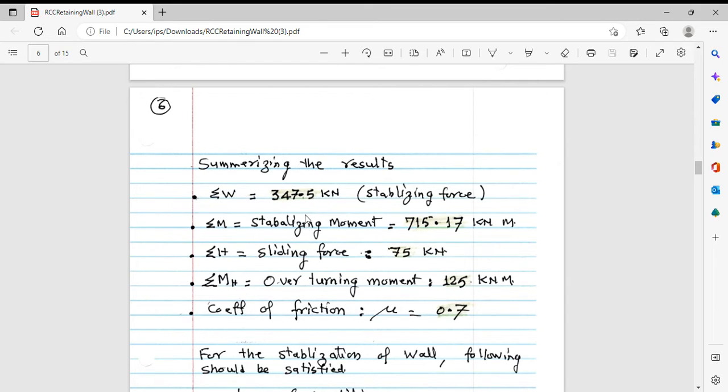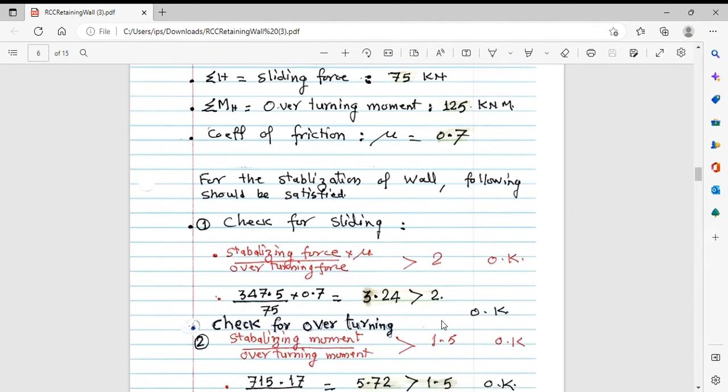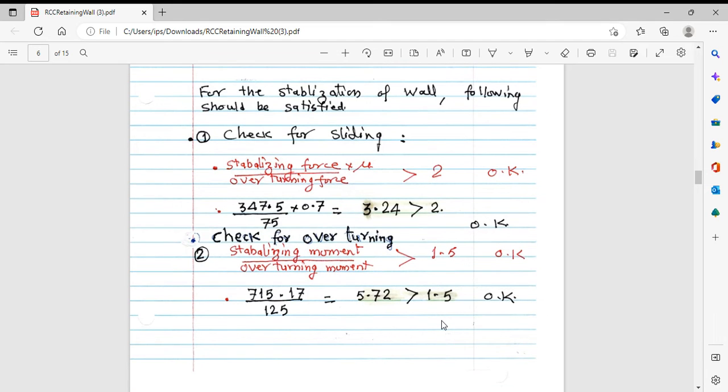Sigma W is 347.5, sigma M, the stabilizing moment, is 715.17 kilonewton meter, and the horizontal sliding force, sigma H, is equal to 75 kilonewton. The horizontal overturning moment is 125 kilonewton meter and the coefficient of friction is 0.7. After calculating all the parameters, we now have to go for the various checks.